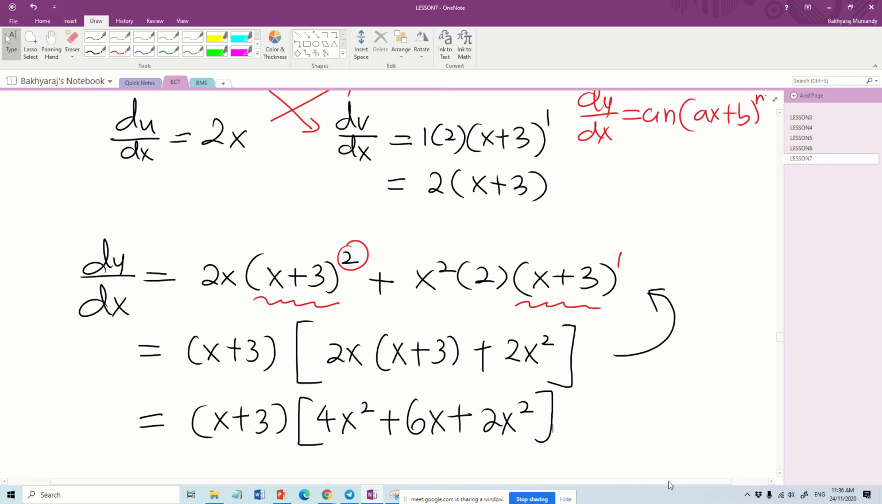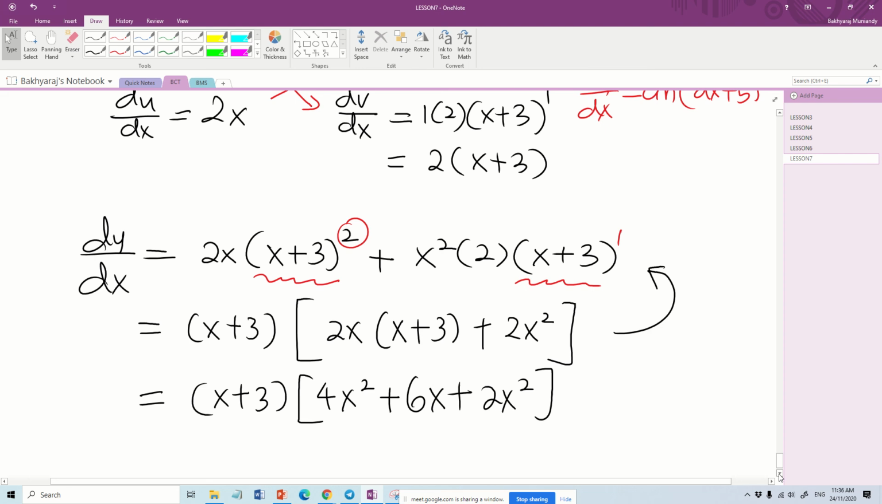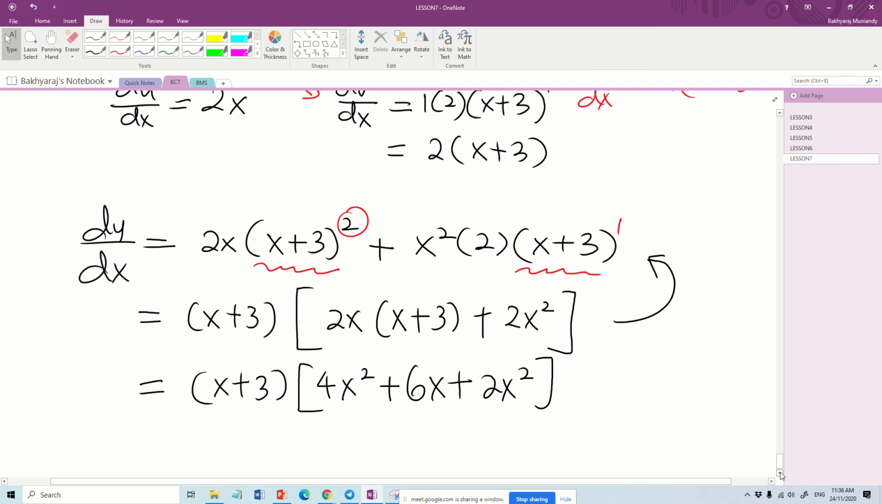So kalau kita simplify, 6x square plus 6x. Okay, so kita akan dapat equal x plus 3 times then you get 6x square plus 6x. So kita berhenti sampai sini dah, cukup dah. For the moment, this is very good answer already.